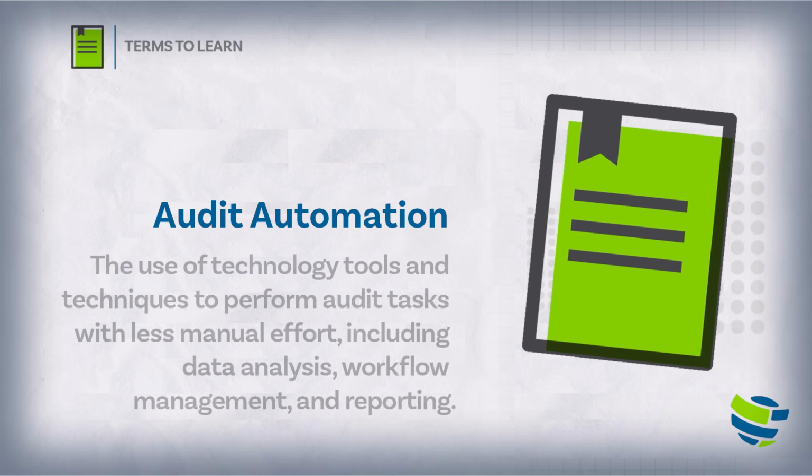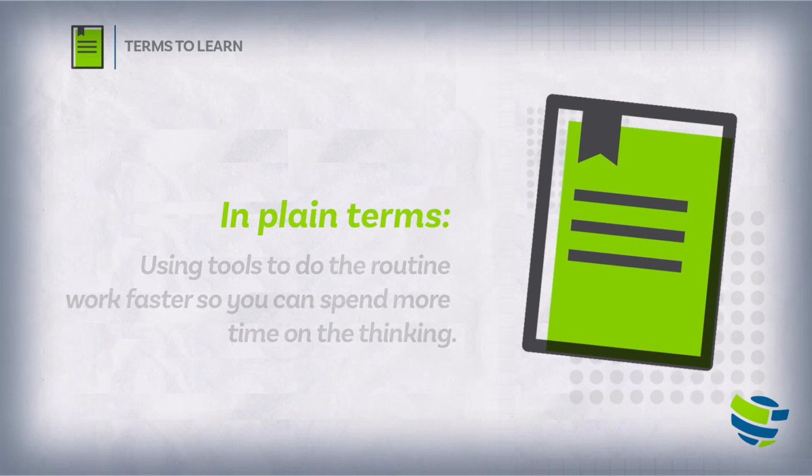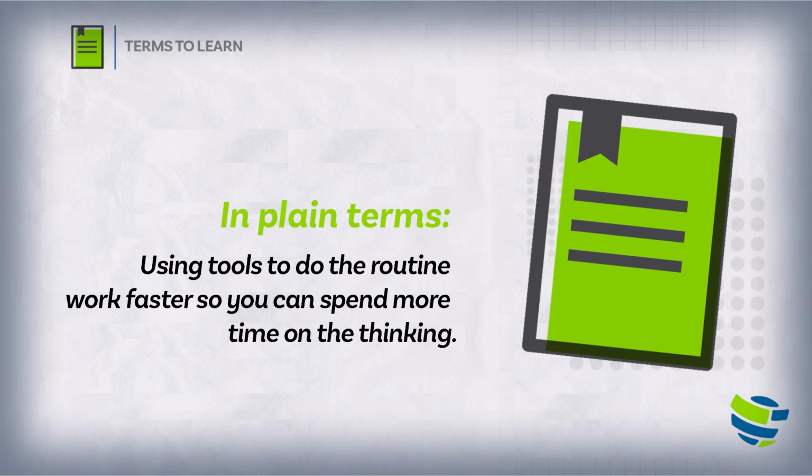Let's define our next term to learn. Audit automation is the use of technology tools and techniques to perform audit tasks with less manual effort, including data analysis, workflow management, and reporting. In plain terms, using tools to do the routine work faster so you can spend more time on the thinking.